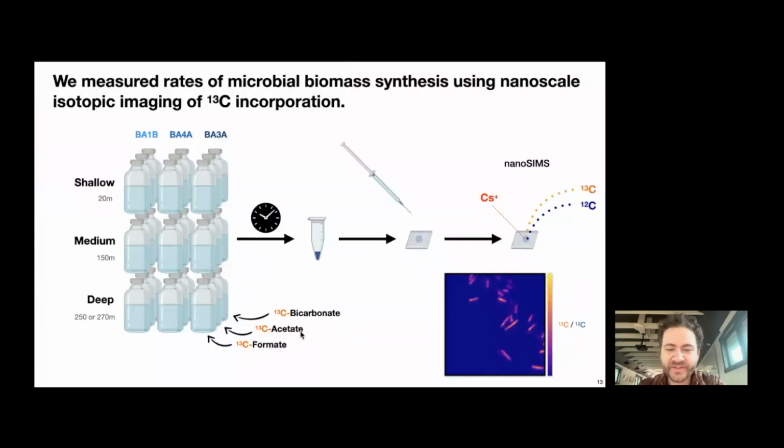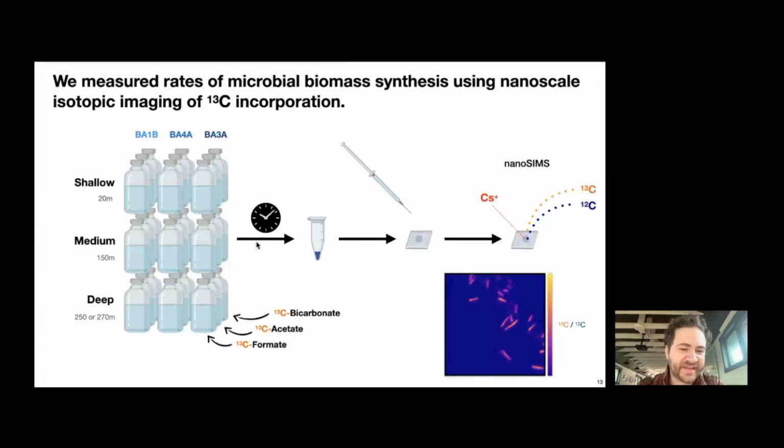And we chose 13C acetate and 13C formate because acetate and formate are other potential methanogenic substrates that could be involved in methanogenesis in the absence of abundant dissolved inorganic carbon. So there's this hypothesis that if organisms are limited for DIC, they might supplement their metabolisms with small molecular weight organic acids such as acetate and formate.